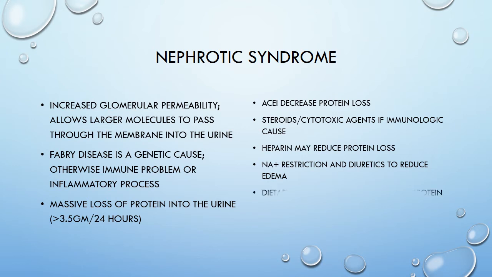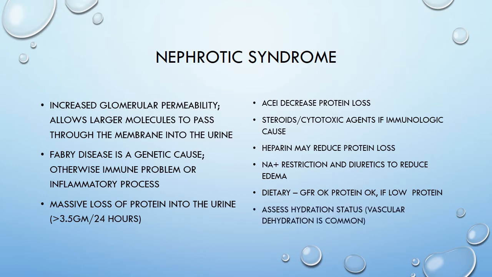For the dietary aspect, you have to look at the glomerular filtration rate. If it's okay, then the patient may have protein. If it's low, then we need to decrease and provide a low protein diet. We will also assess for hydration status. Vascular dehydration is common.